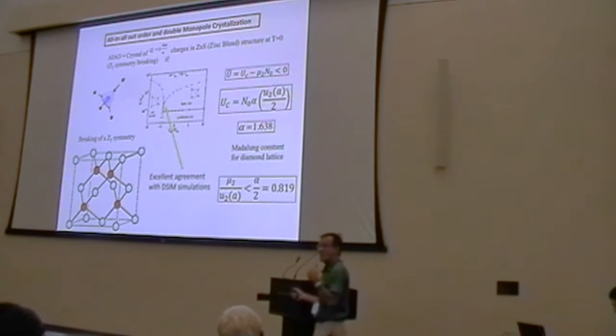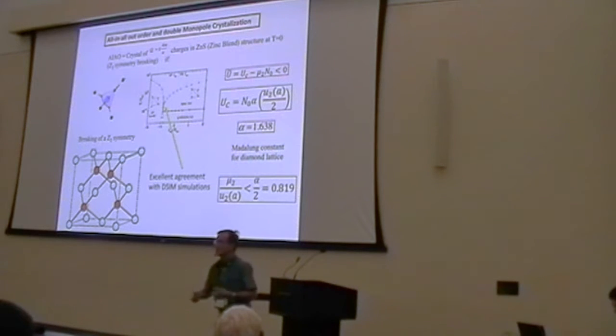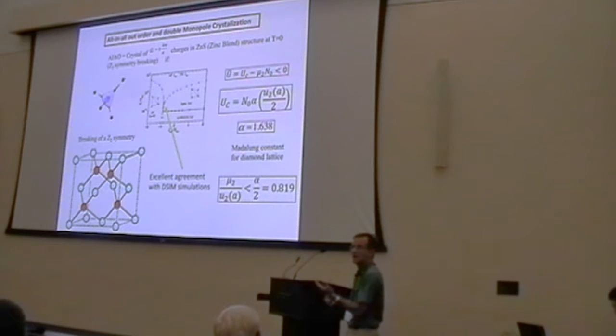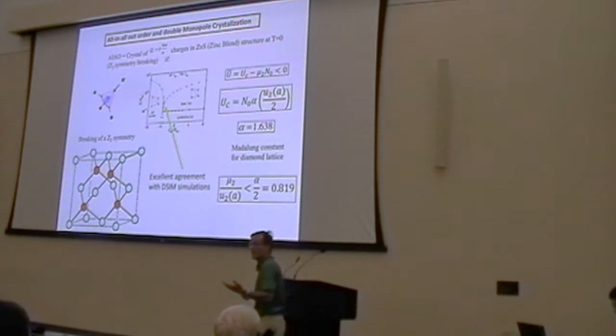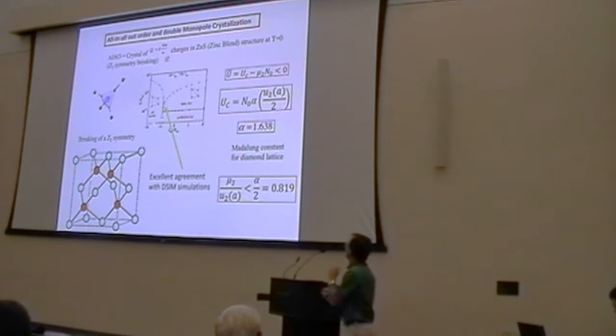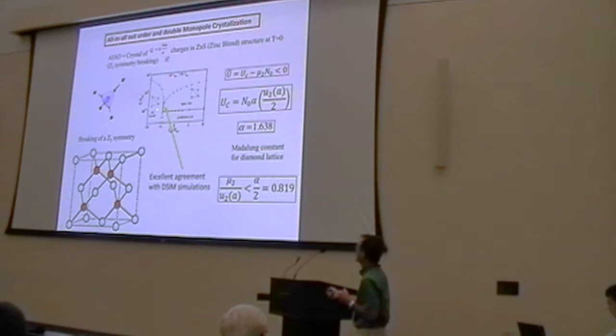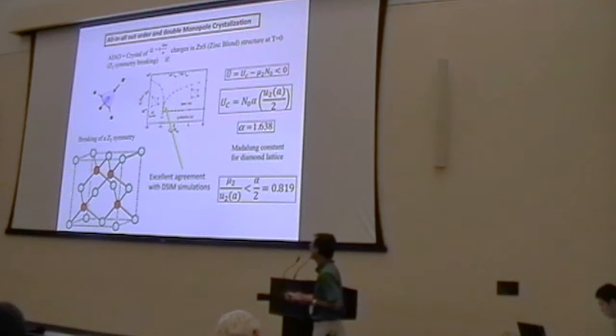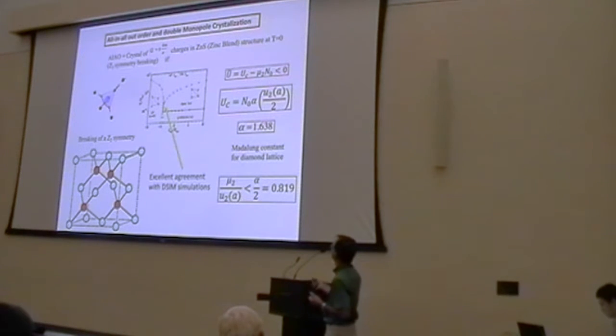Okay, so if you believe in monopoles, then you can start doing interesting statistical mechanics. Here's a result that I've shown before, taken directly from Ashcroft and Mermin, and first courses in solid state physics. If you want to calculate the crossover between spin ice and all-in-all-out, you can take the all-in-all-out phase as a crystal, like a zinc blende crystal of ionic magnetic ions.